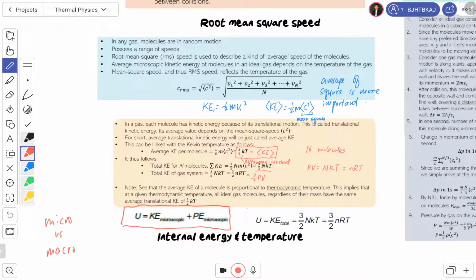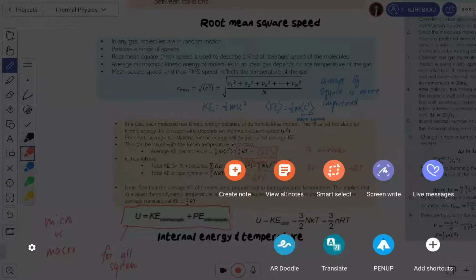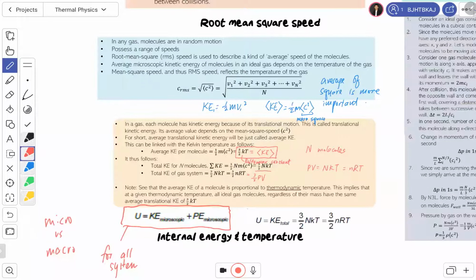This is valid for all systems: a cup of coffee, roast chicken in the oven, all valid. But if you consider the context of ideal gas, since we say ideal gas has no PE, then the internal energy of an ideal gas would simply be just the KE. So it will be just this amount. So this is for ideal gas. Any question about this?